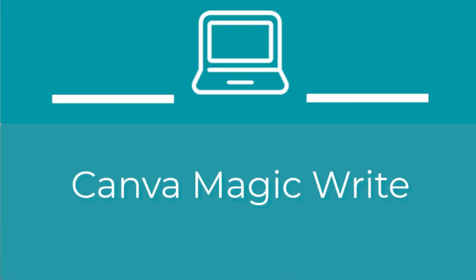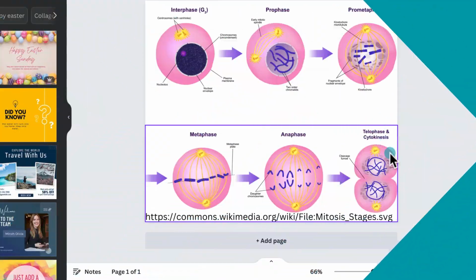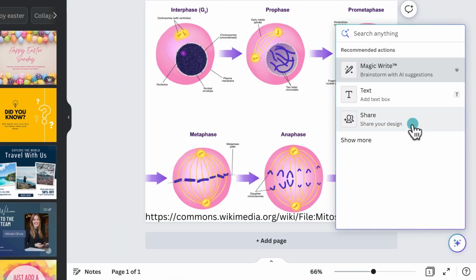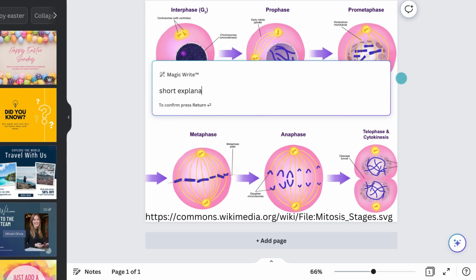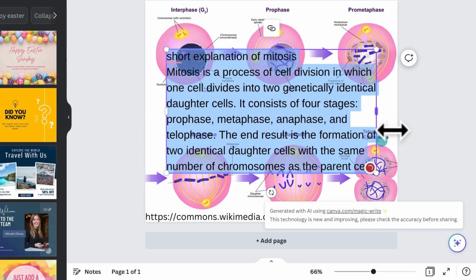A while back, I shared about the Magic Write feature in Canva Docs. Well, at the recent Canva Create event, they announced that Magic Write was available in all of their tools. So if you're not sure what to tell your students about a picture that shows the stages of mitosis, you could click on the Canva Assistant button in the corner, select Magic Write, and type short explanation of mitosis, and it'll insert mitosis is the process of cell division in which a single cell divides into 2 identical daughter cells, and it'll put it right there into your project.